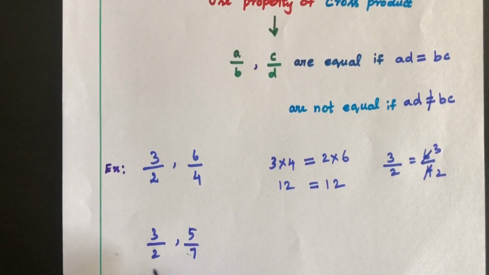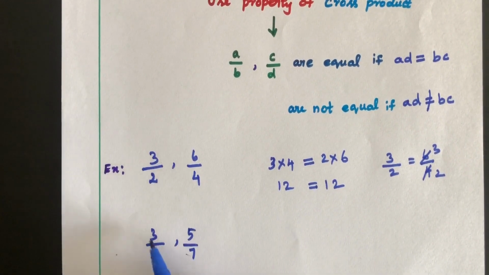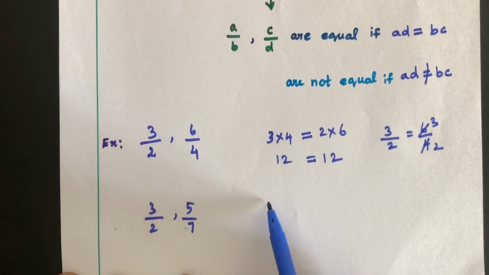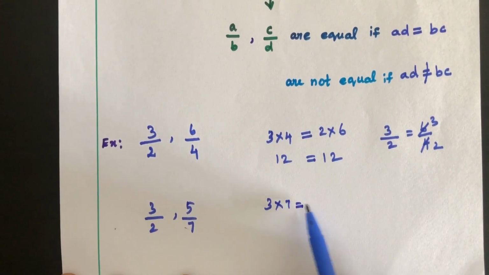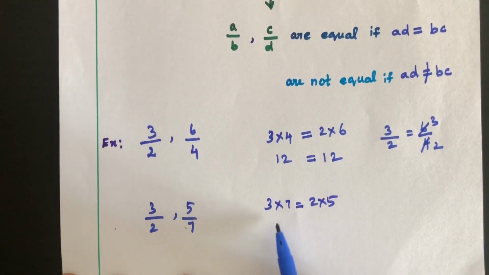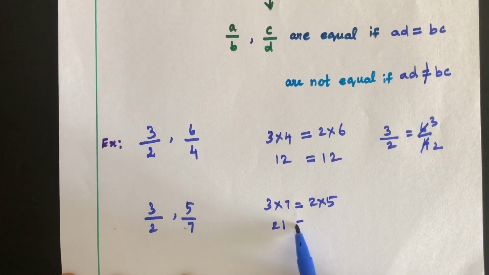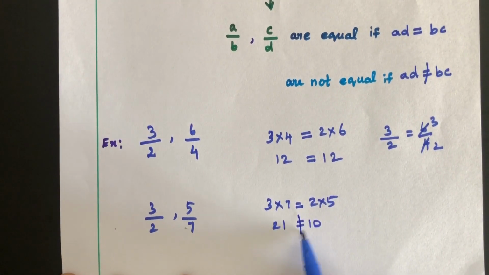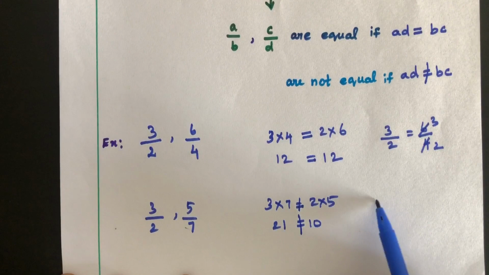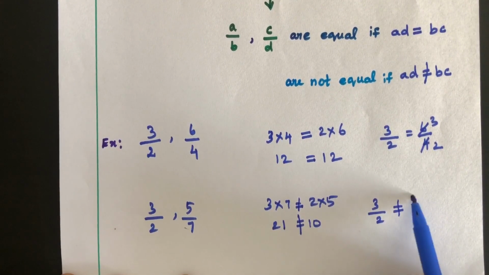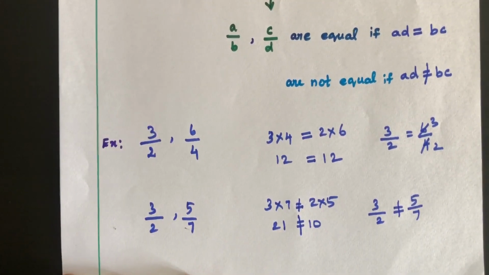We are going to check whether these two are equal. Just cross multiply. 3 into 7 is equal to 2 into 5. This is 21. 3 7s are 21. 2 5s are 10. Not equal. So these rational numbers are not equal, not equivalent.